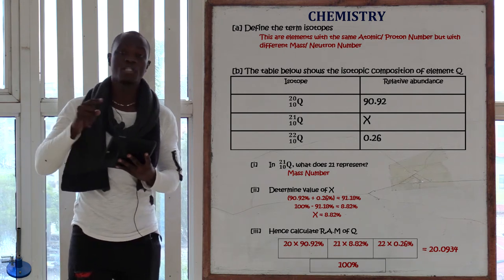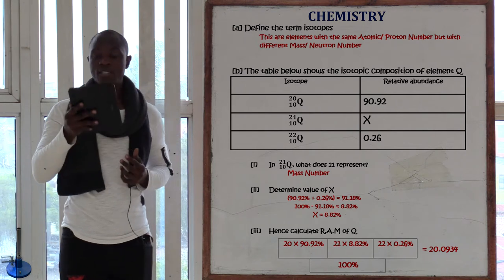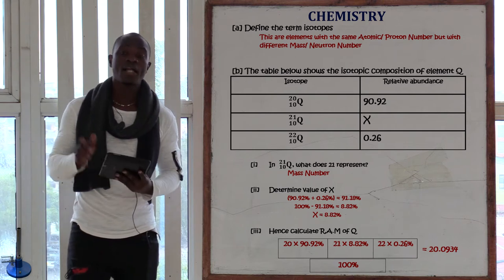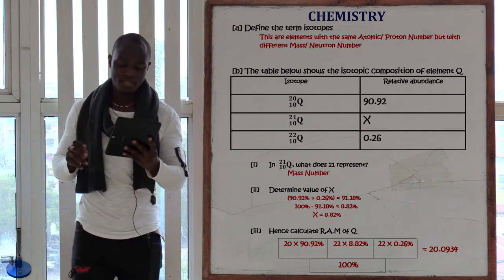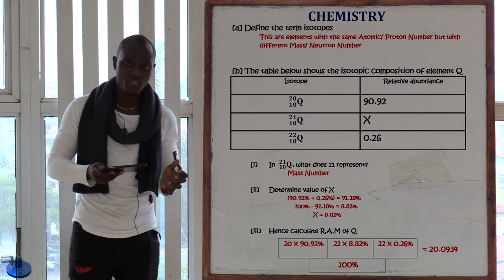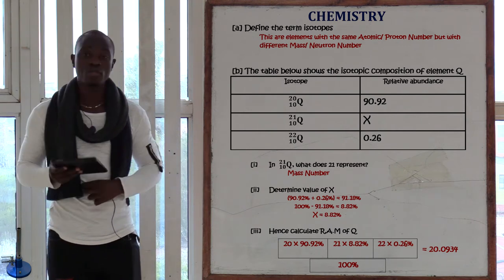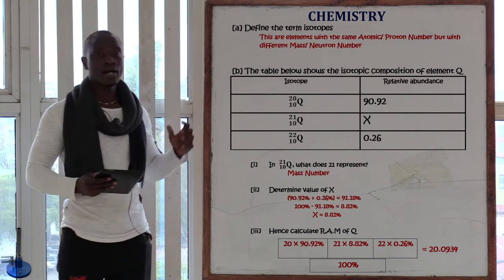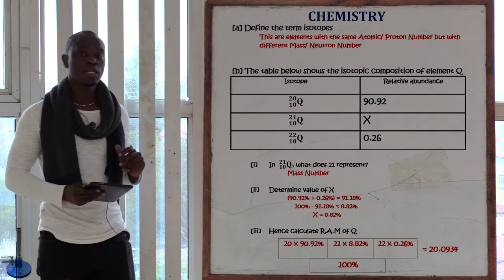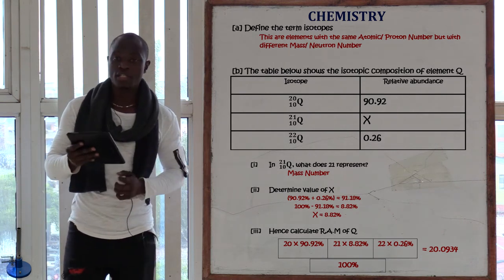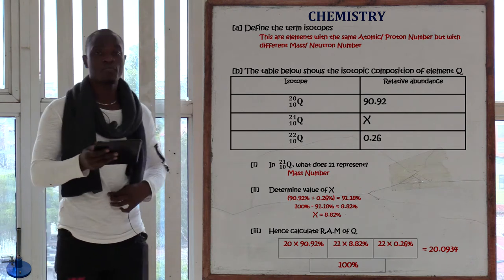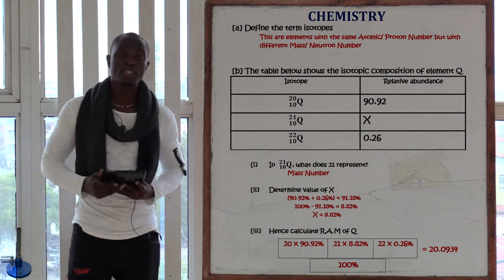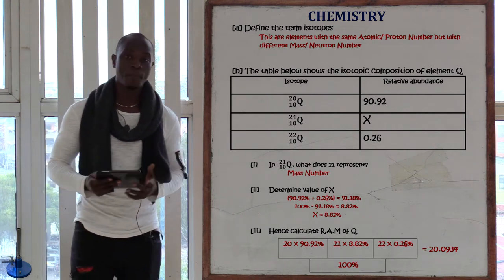which is now the mass number 21 times 8.82, which was the abundance for the second one, divided by 100, and then the last addition, which is plus 22, which was the mass number for the last Q, times its abundance, which was 0.26%, divided by 100. So if we add everything here, we are going to get the relative atomic mass for element Q, which will be 20.0934.